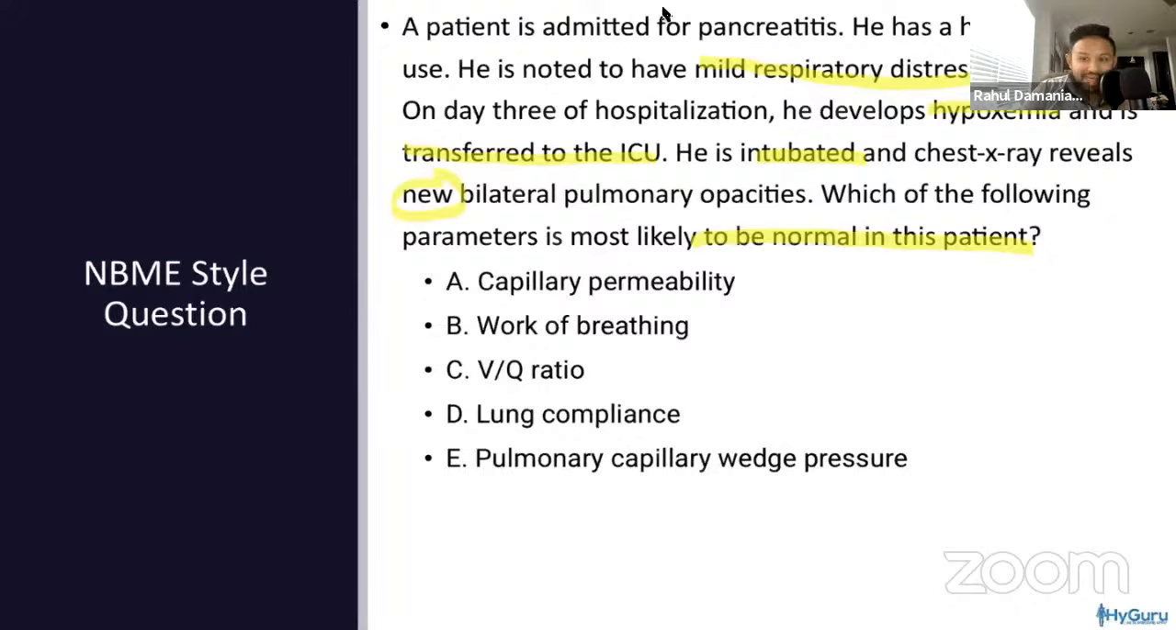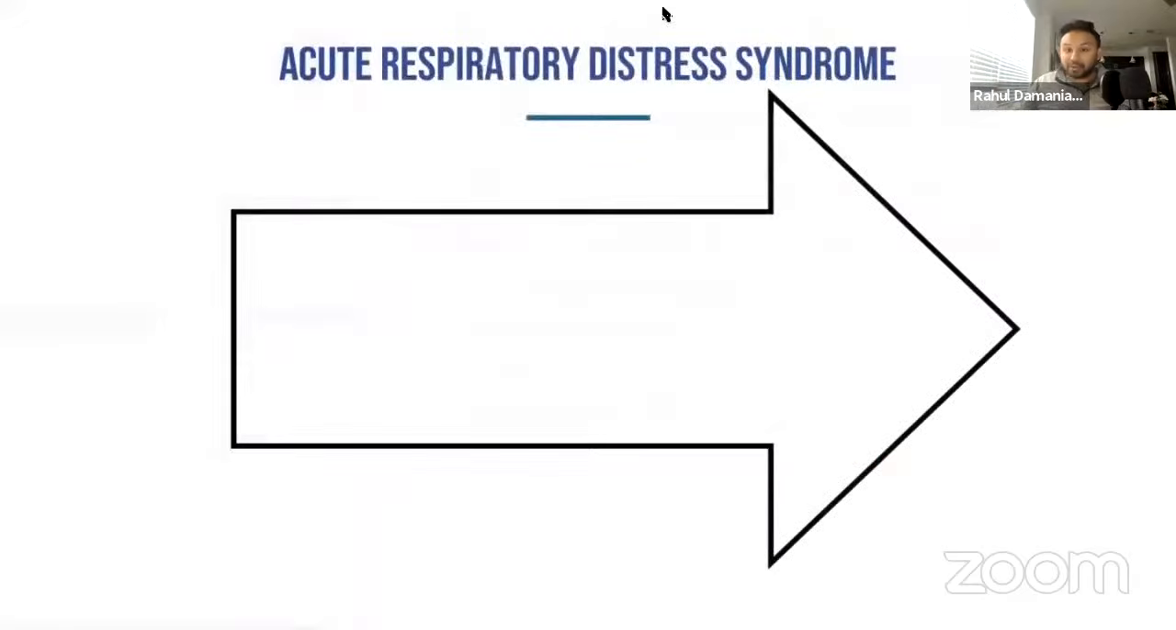All right. So pancreatitis leading to this bad, nasty lung condition, and that is ARDS. And remember that ARDS is strictly the lung. The opacities are strictly the lung and not the heart. So you are going to have a normal left atrial pressure. Let's go ahead and go into that a little bit more.